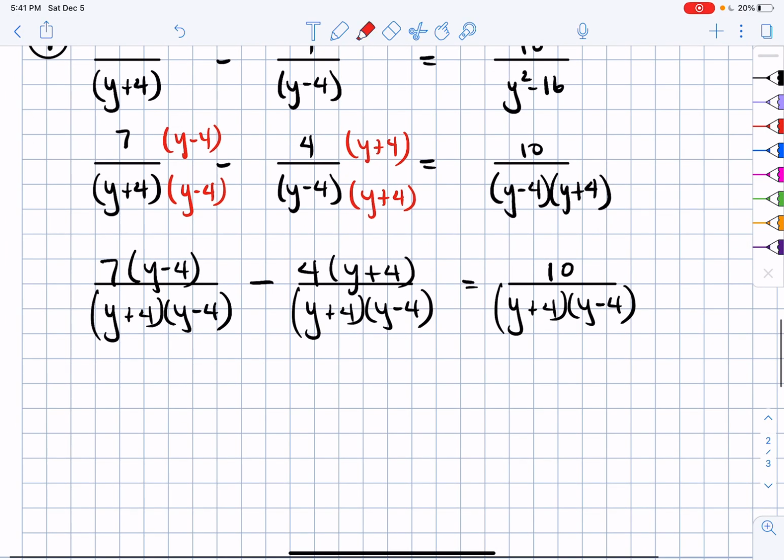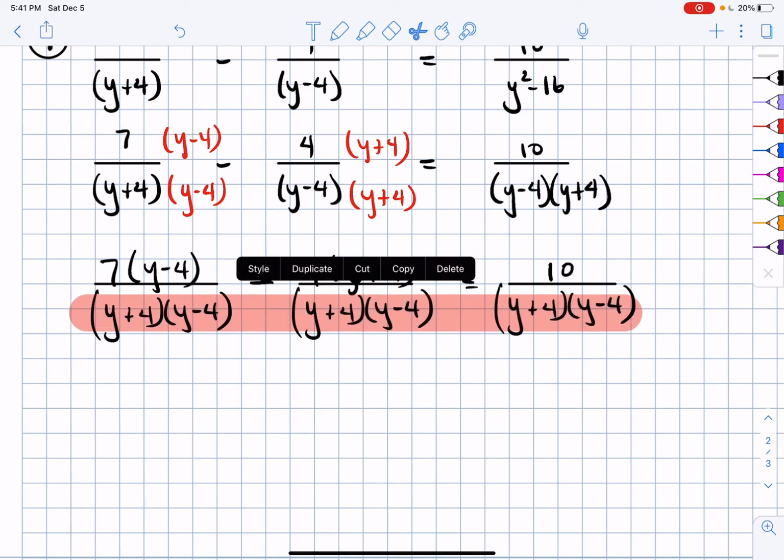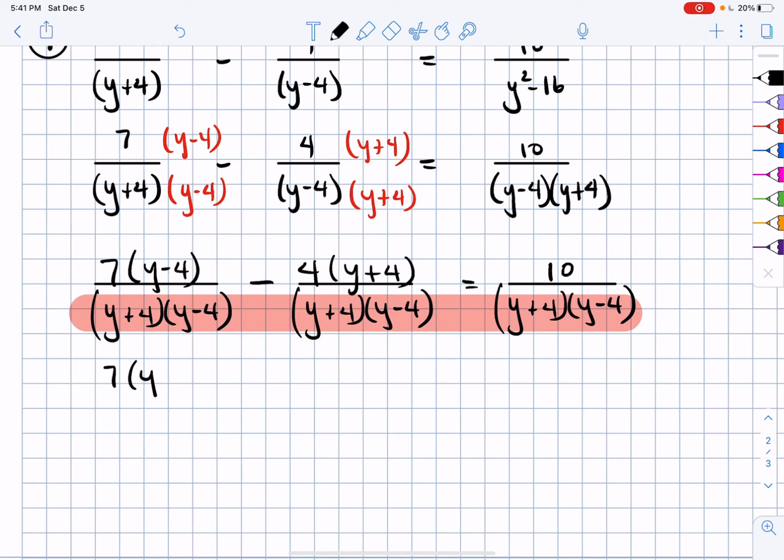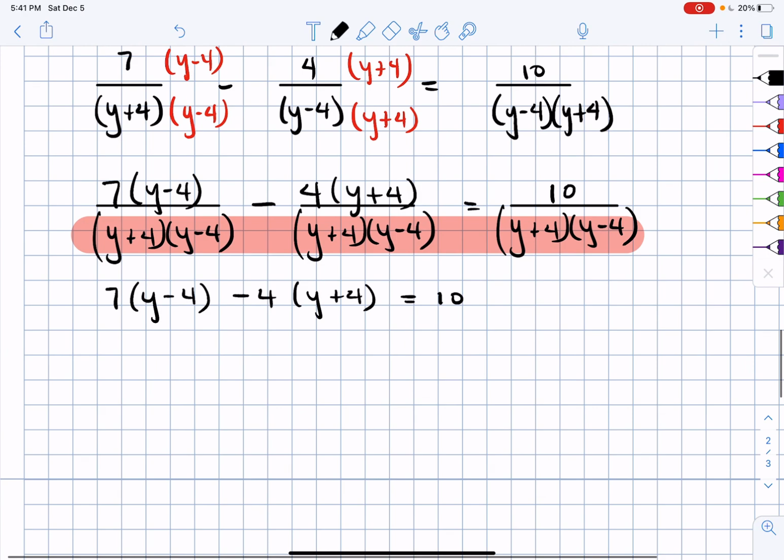So, since the denominator is all the same, that means my numerator is going to be the same. So I'm going to have 7 times y minus 4 minus 4 times y plus 4 is going to equal 10. Now, I purposely rewrite this because that subtraction sign will throw people off if you start distributing too soon. So that's why I don't distribute too soon.